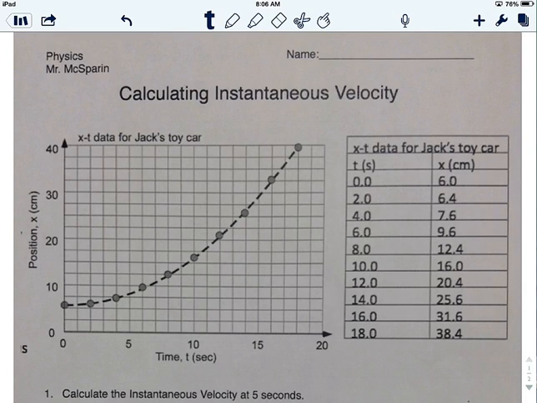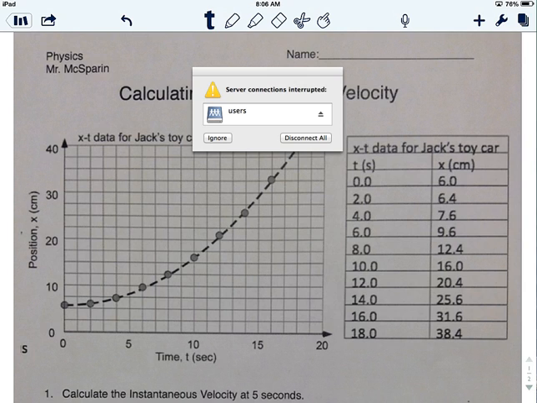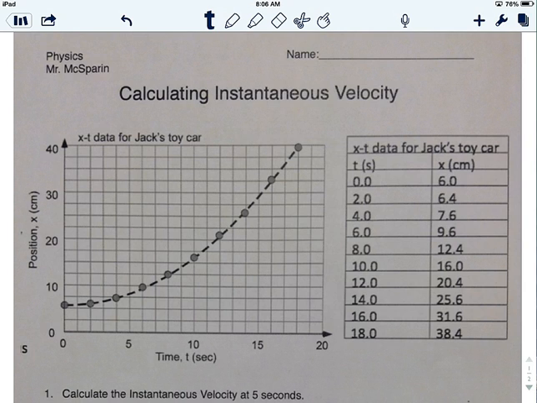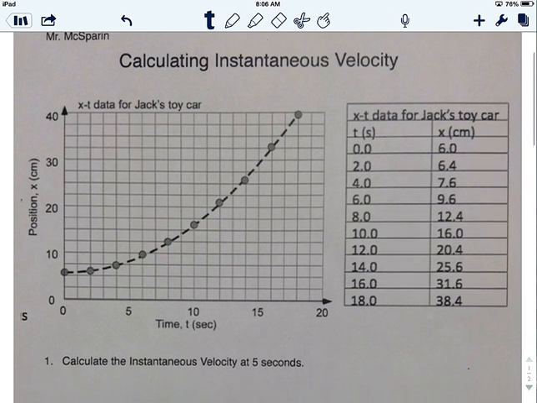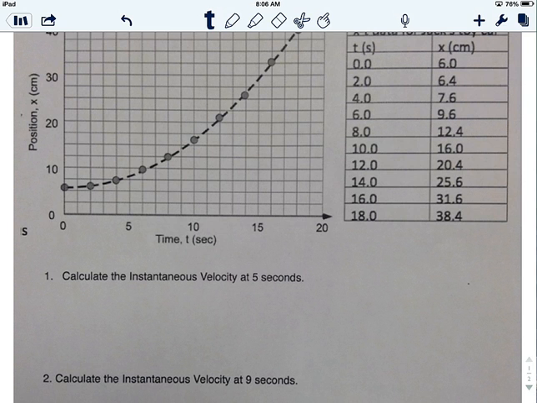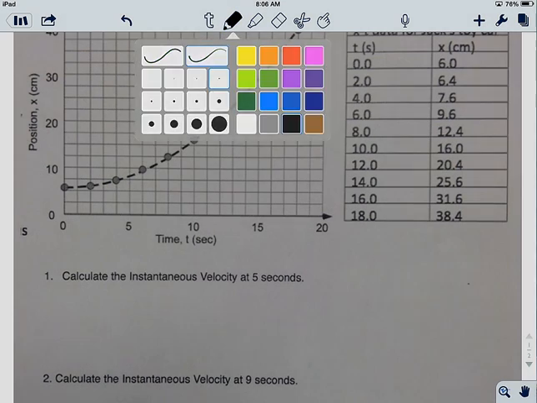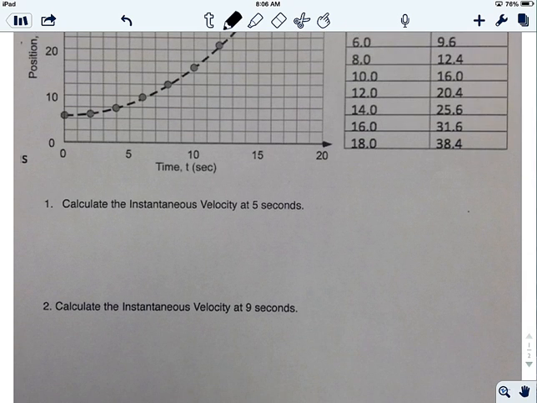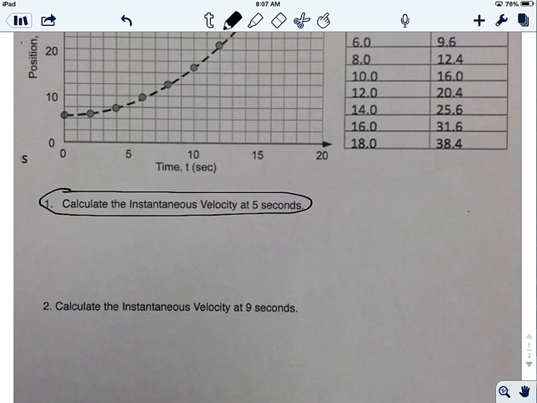Okay, guys. So we're going to do a quick video on calculating instantaneous velocity. We will ignore that. Okay, so when we're calculating instantaneous velocity, we've got a couple of steps. The one that I want to work on right now, let's go black. We're going to work on number one right here. Calculate the instantaneous velocity at 5 seconds.